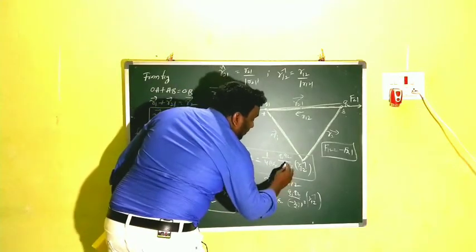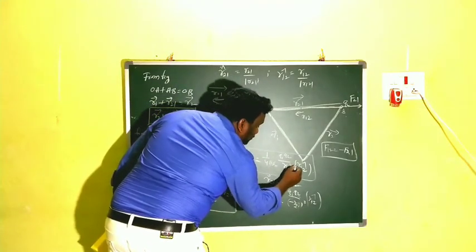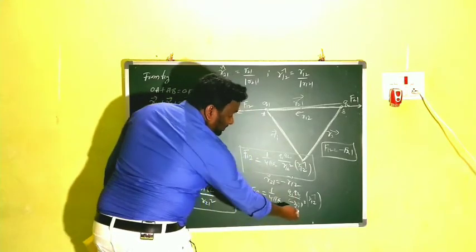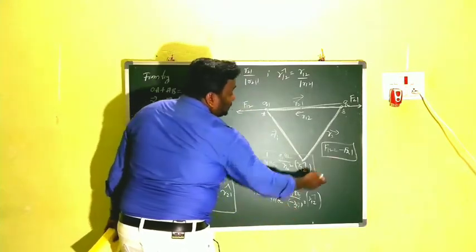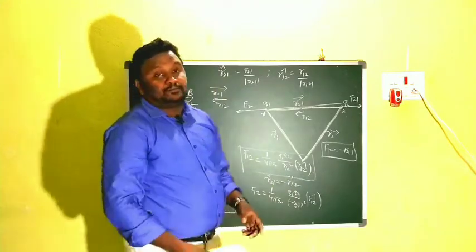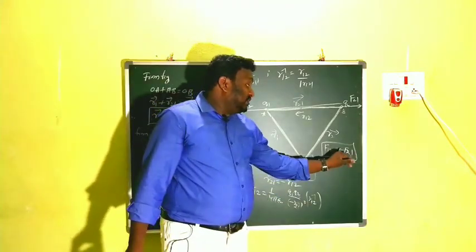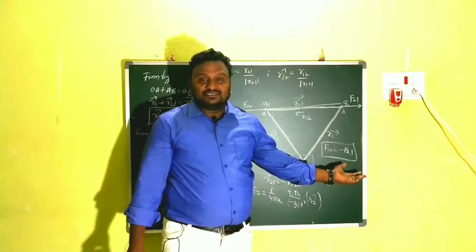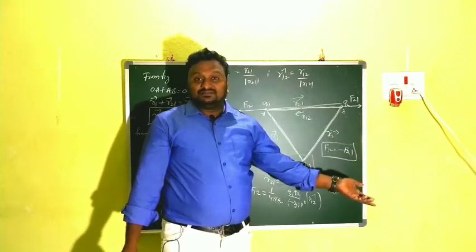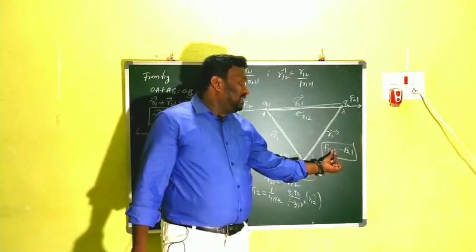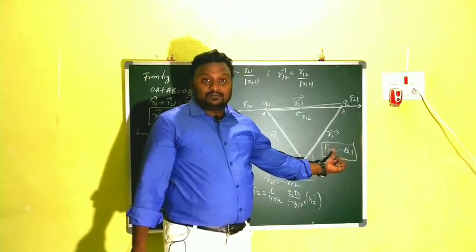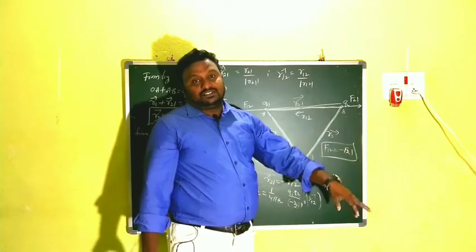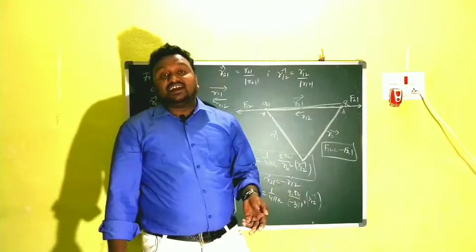This is R12 square. So instead of R12 we write minus R21. Then F12 is equal to minus F21. So this is nothing but action is equal to minus reaction. F12 means force on the first charge by the second one, and it is equal and opposite to the force on the second one by the first one. That means action is equal to minus reaction.